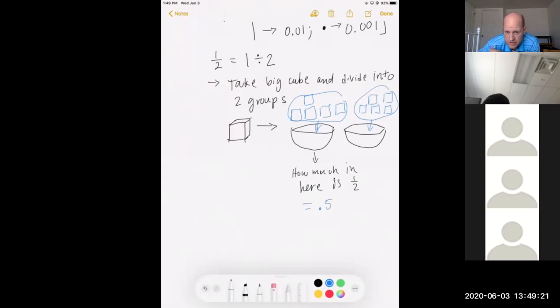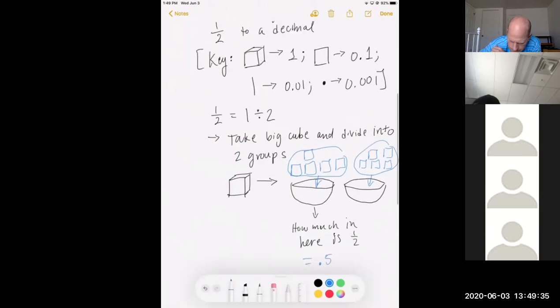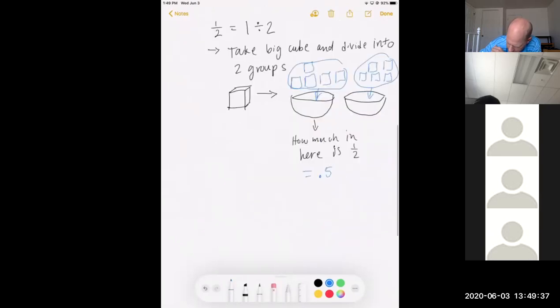Everybody got that? Any questions so far? What we're going to do now is we're going to break up. So 1/2 is equal to 5/10. Let's do another example in that similar fashion. We're going to break up 1/3. 1/3 is equal to what as a decimal?